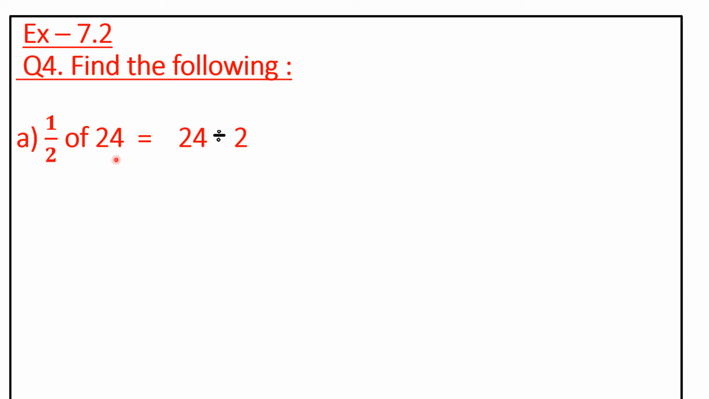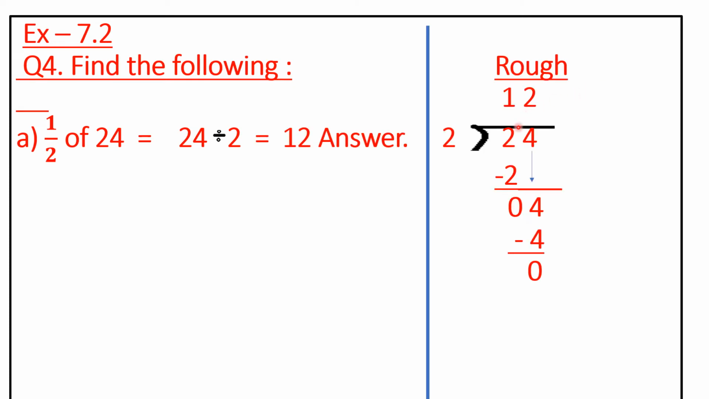So half of 24 means 24 divided by 2. Now in the table of 2 you will not get 24. So we will divide it in the rough column. Start. 24 divided by 2. Now divide. 2 ones are 2. Now 2 minus 2 is 0. Now copy this digit 4. Now 2 2s are 4. Apply here 4. Again you are getting here 0. So your quotient is 12. Means your answer is 12.